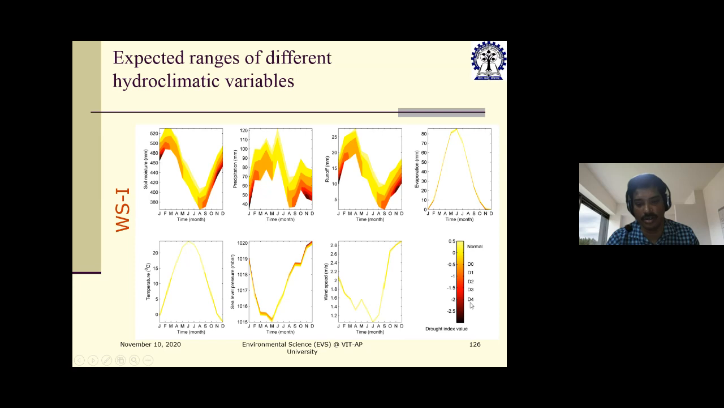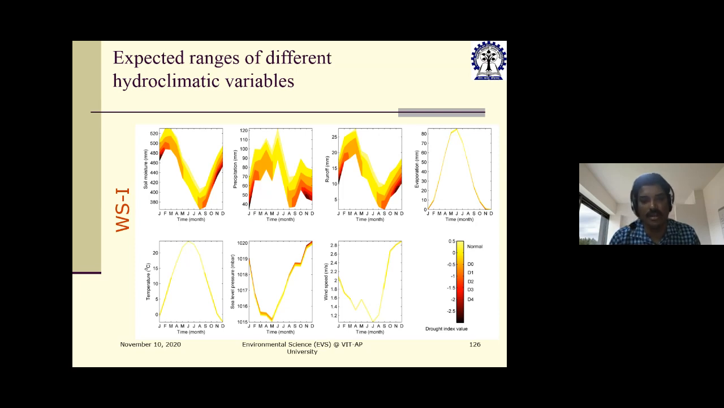These colors are linked to this. So if the soil moisture status is this, the precipitation status is this, and the runoff status is this, then in February, what is the drought category that is expected? That is one observation. The second observation is that these 3 variables have a wide band, whereas evaporation and the other 4 do not have that band. That means these are not that sensitive compared to the others. So in this basin, soil moisture, precipitation, and runoff are more informative so far as the drought predictions are concerned.